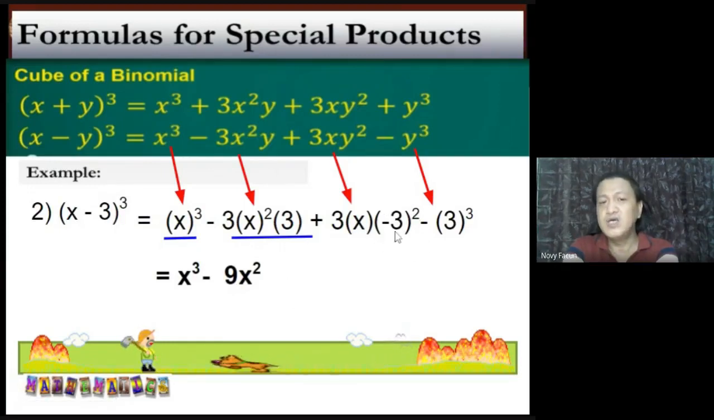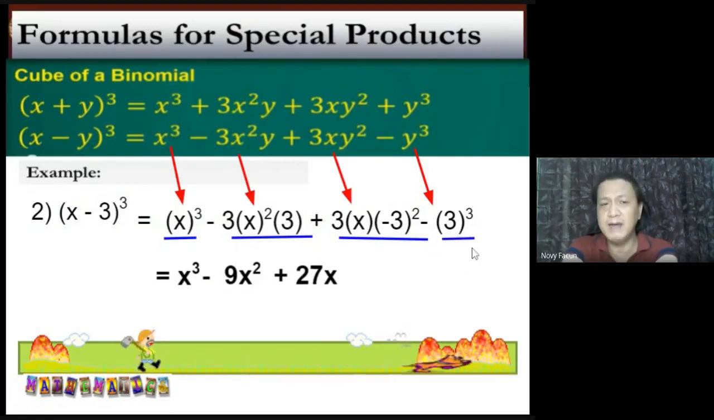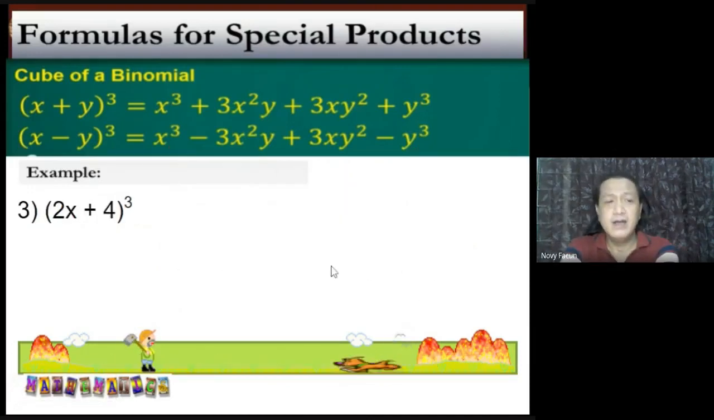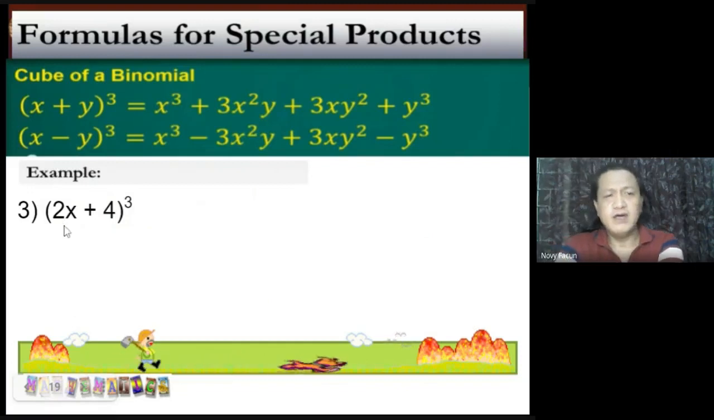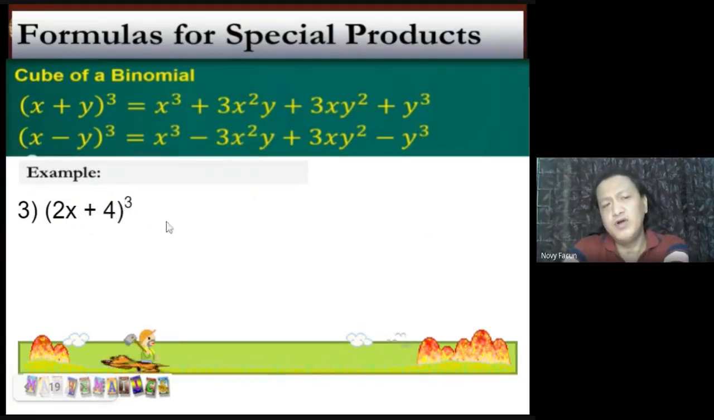Dito naman, you have to simplify first the numerical, negative 3 squared. That is 9 times 3, 27x na siya. Kaya next, we have to get the cube of 3. Kaya magiging minus 27. So therefore, the final answer is x cubed minus 9x squared plus 27x minus 27. Next, we have number 3. What if 2x plus 4 cubed?